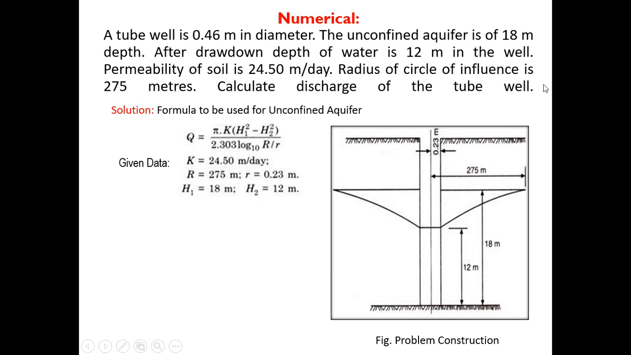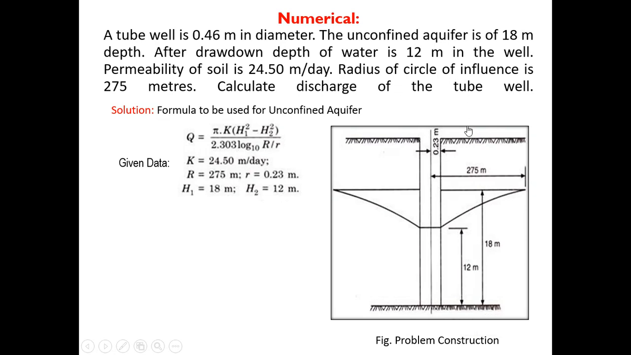And here the unconfined aquifer depth is 18 meter. Depth of the aquifer is 18 meter. This is total well depth. This is the depth of unconfined aquifer. After drawdown, depth of water is 12 meter. The drawdown in the well is 12 meter.